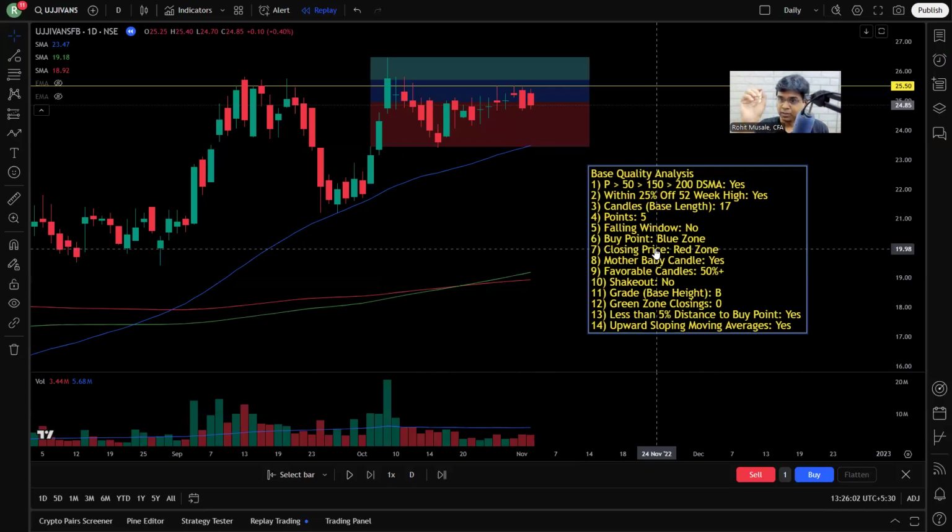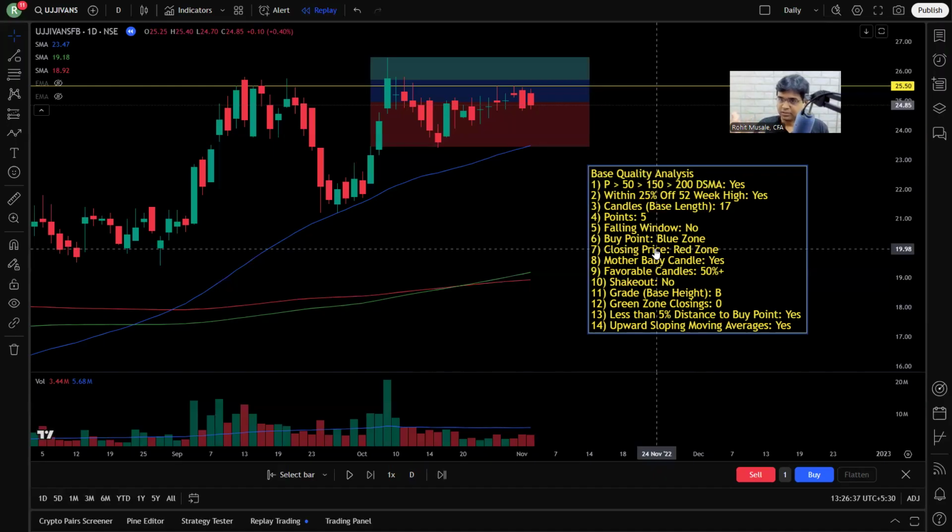Remember, we have not looked at the base count, which is crucial information for any base. It could be base 5, it could be base 1. If it's base 1, then our position size could be different. If it is base 4 or 5, our position size could be different. So I'm not discussing all of that. I'm also not looking at the relative strength of the stock, or the market conditions at that time. I'm purely doing the quality analysis of a particular base, and we will see the breakout that takes place.